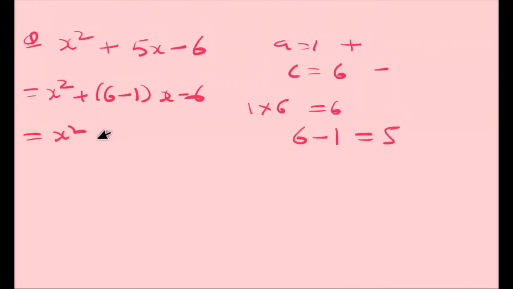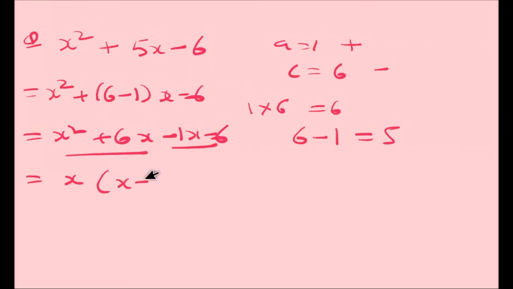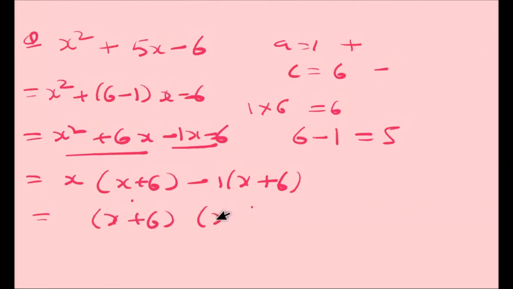So open this bracket, plus 6x minus 1x minus 6. Take the pair here. We can take the common x plus 6, and now minus 1 common, x plus 6. We already told you if you take the common minus, then the sign should be changed. Now this bracket is common, as in the previous example, x plus 6, x minus 1. This is your required answer. So this was the quadratic method.